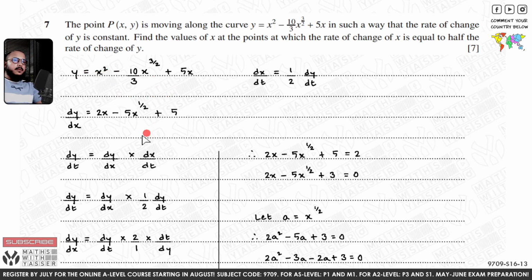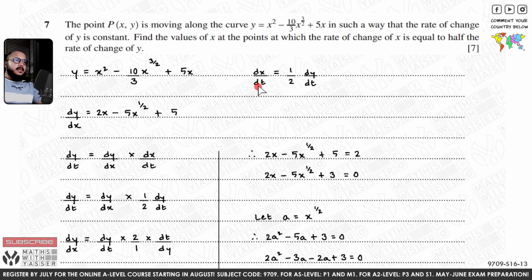Let's start solving. So y is equal to x squared minus 10 over 3 x to the power 3 by 2 plus 5x. Now differentiating this, we get 2x minus 3 by 2 times 10 by 3 gives us 5 times x to the power 3 by 2, which is basically 1.5. So 1.5 minus 1 is half, and plus 5.